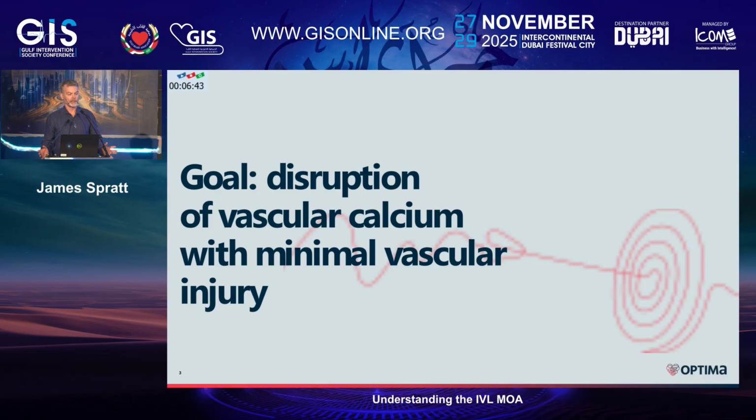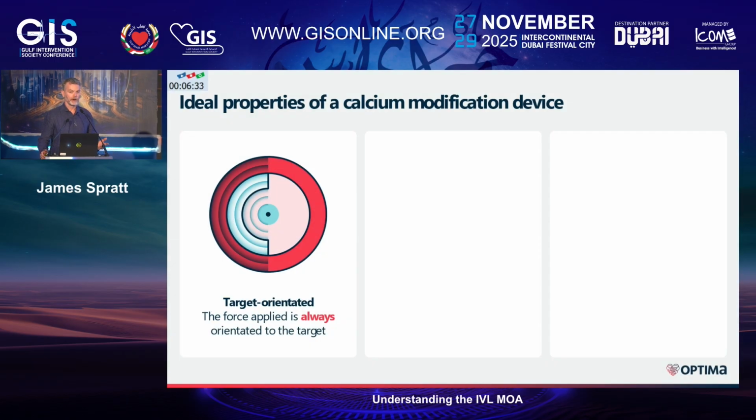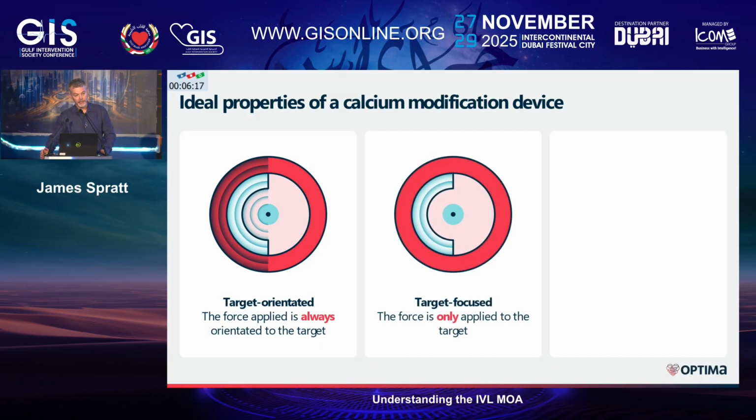It isn't always about disruption of vascular calcium. It's about how do we do that and keep the vessel preserved to minimize the vascular injury. And if you're asking yourself, if you're designing the perfect calcium modification tool, what should it be? Well, firstly, it should be specific to calcium. And that means when you apply force, it's orientated towards the target, and it's only orientated to the targets. So there's no point in applying force to the normal vascular tissue where you don't need to disrupt the calcium.